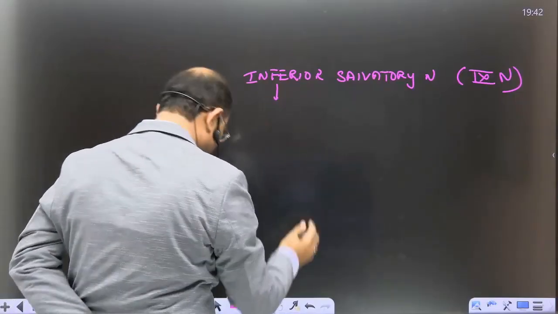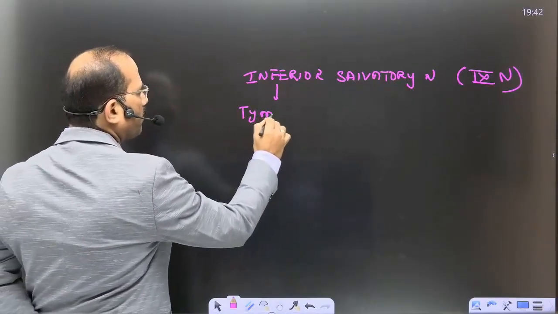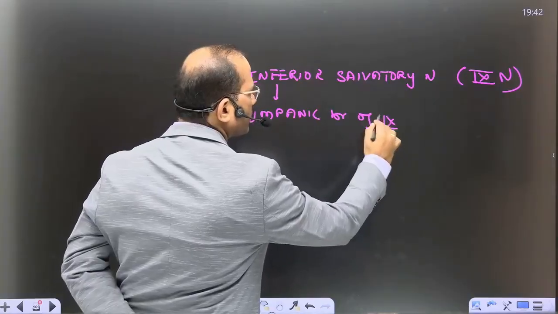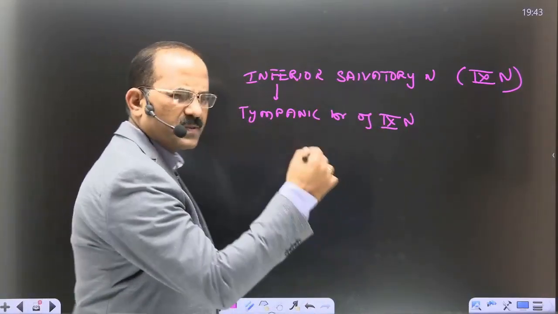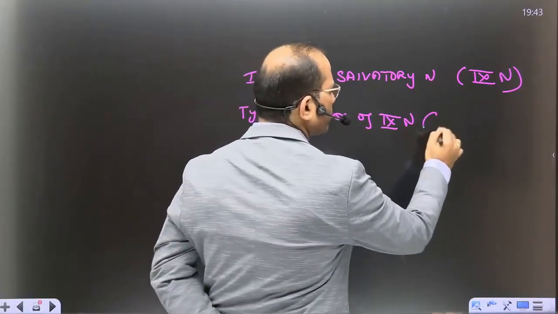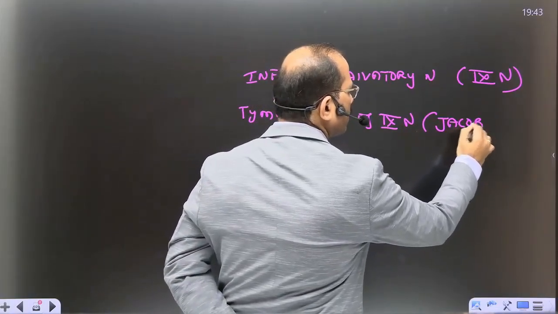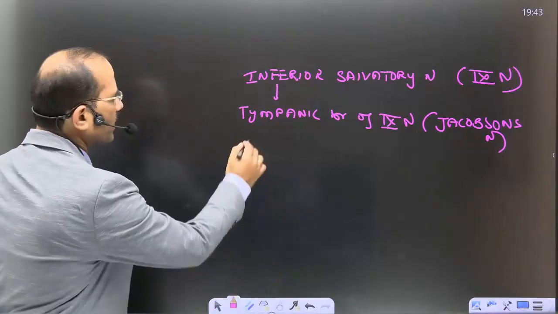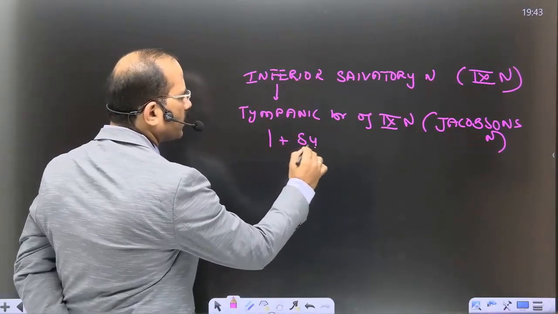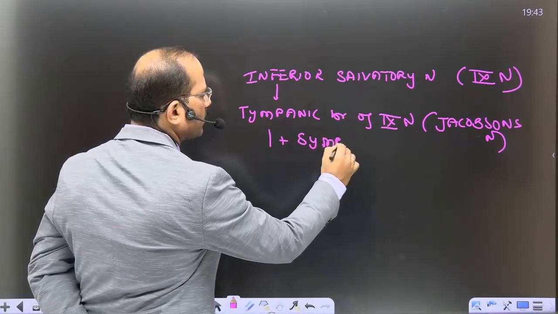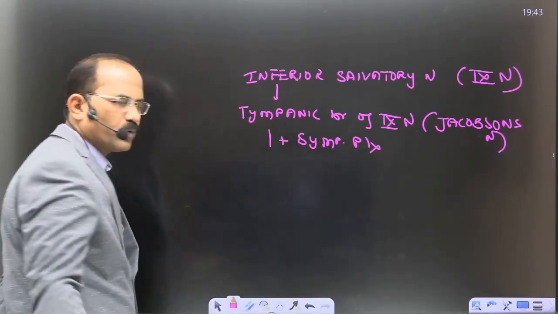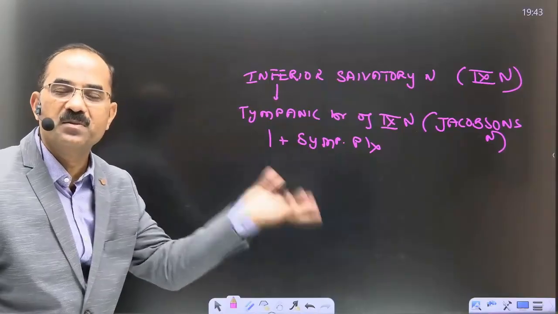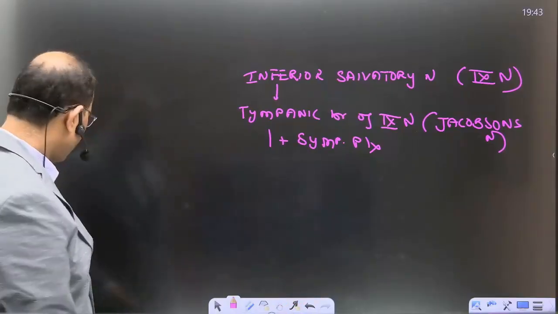From the inferior salivatory nucleus we get the tympanic branch of glossopharyngeal nerve. And this tympanic branch, we'll see in the parotid also. This tympanic branch of glossopharyngeal nerve is known as Jacobson's nerve. This tympanic branch will join with the sympathetic plexus. Sympathetic plexus are going to supply only the blood vessels, remember.